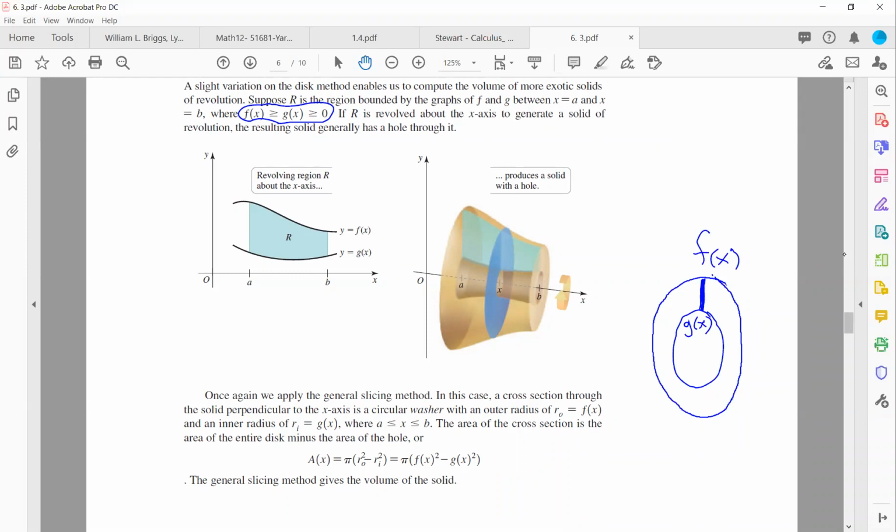So what are we going to do? We're going to find the area of the inner circle and the area of the outer circle, and subtract them. So the larger area, this is the big picture here, minus the smaller area.